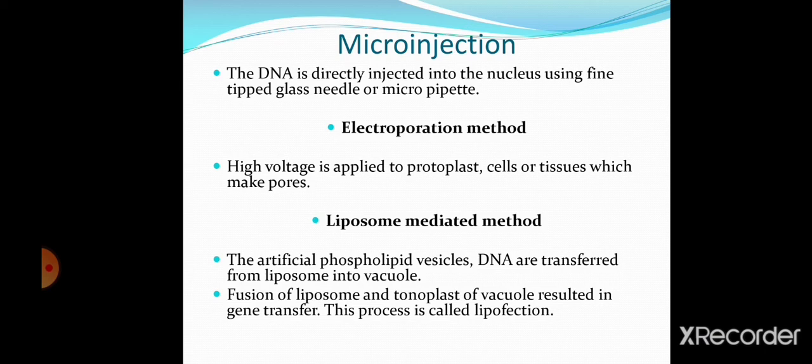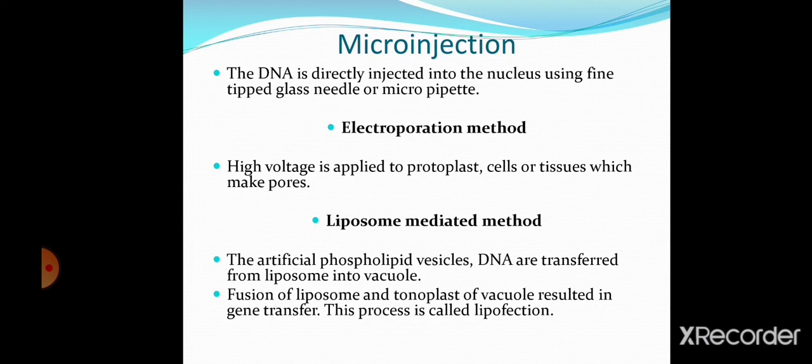Next is the liposome mediated method. Liposomes are artificial phospholipid vesicles. Through this we can transfer the genes. DNA is transferred from the liposome into the vacuoles of the plant cell. This technique is more advantageous because the liposome will protect the introduced DNA from being damaged by acidic pH and protease enzymes. So it is more advantageous.